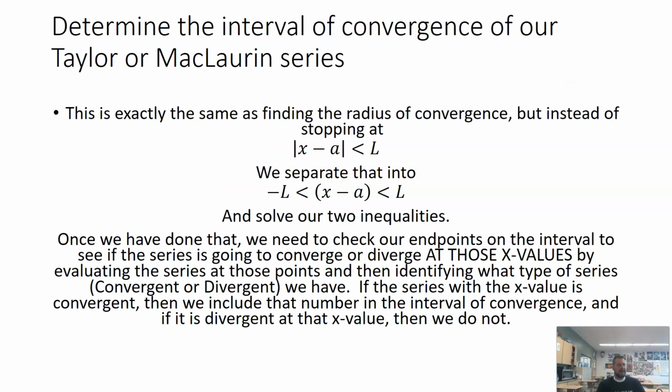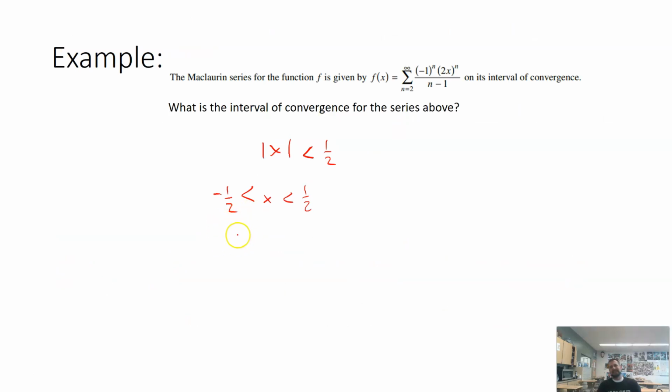The thing that makes this more difficult is the x values on the endpoints. If I were to plug those into my series and try to use the ratio test, I would get inconclusive. What we have to do once we get to this point to find our interval of convergence is see what type of series is built at both of those points by plugging that number in for x. So if I take negative 1/2 and plug it into this series, I've got negative 1 to the nth multiplied by 2 times negative 1/2, which is negative 1. So I've got negative 1 to the nth power again over n minus 1.